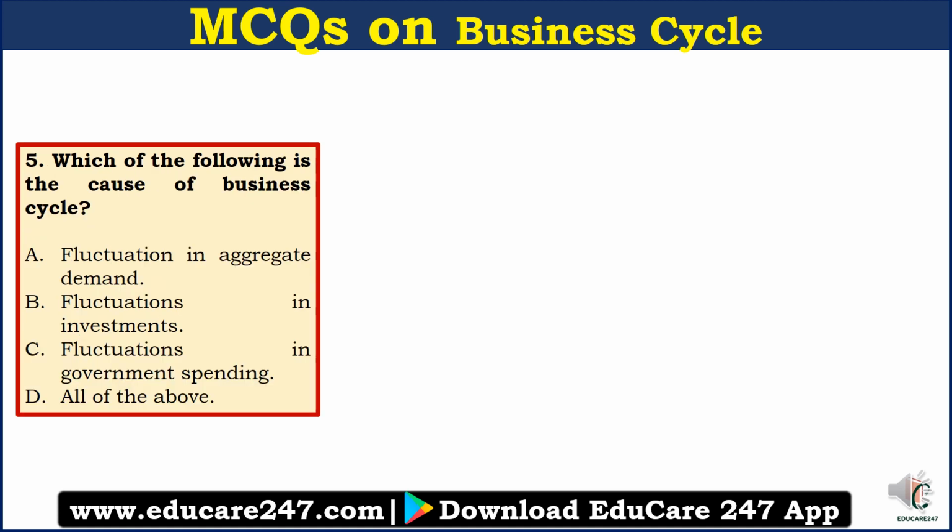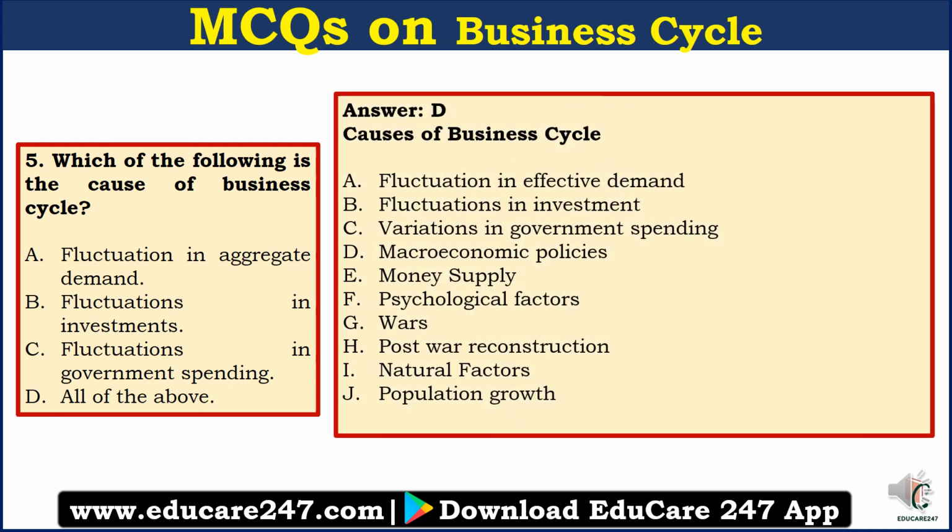Question number 5. Which of the following is the cause of business cycle? A. Fluctuation in aggregate demand. B. Fluctuation in investment. C. Fluctuation in government spending. Or D. All of the above. So the answer here is D. All of the above. Let us look at some of the causes of business cycle.